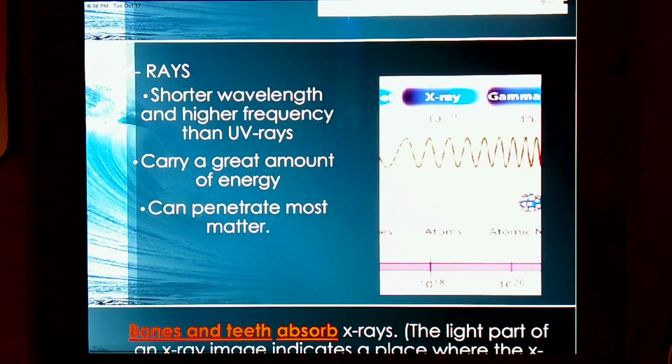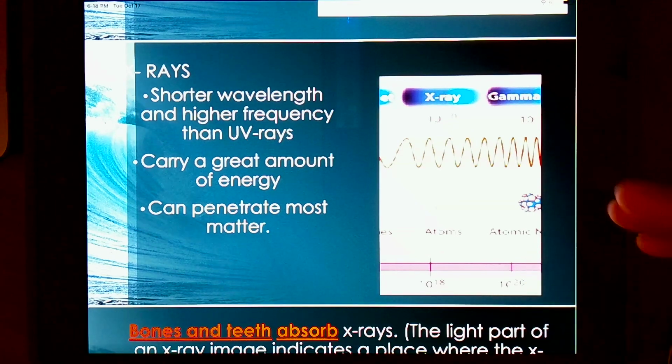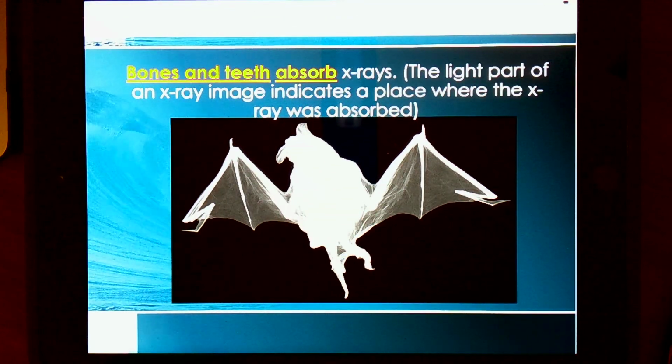Let's talk about X-rays. X-rays do have a lot of energy, and they can penetrate most matter, which means they can go through most matter. This here is an example of an X-ray of a bat. So bones and teeth are what it picks up.